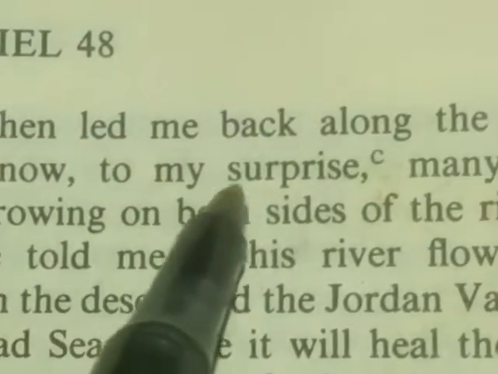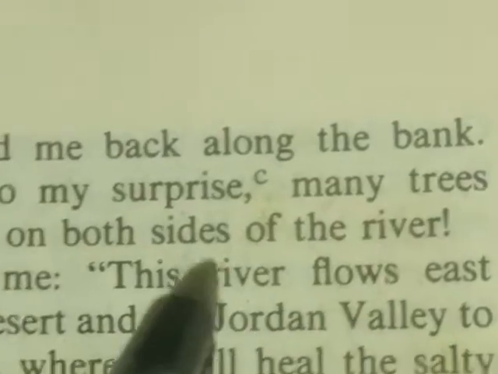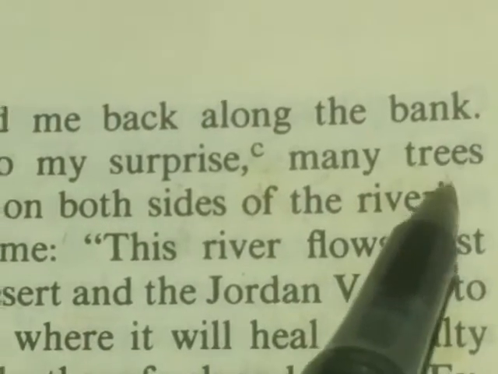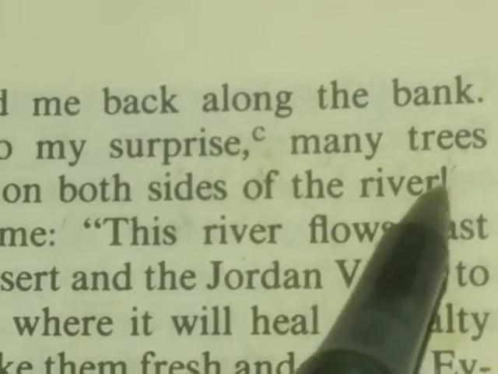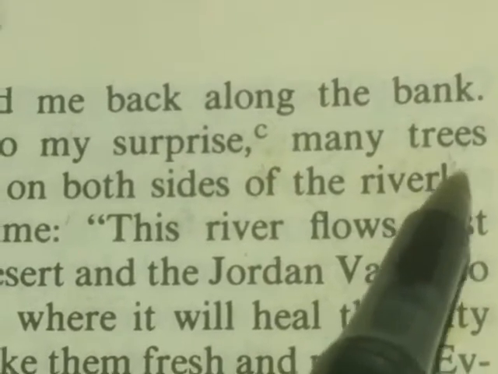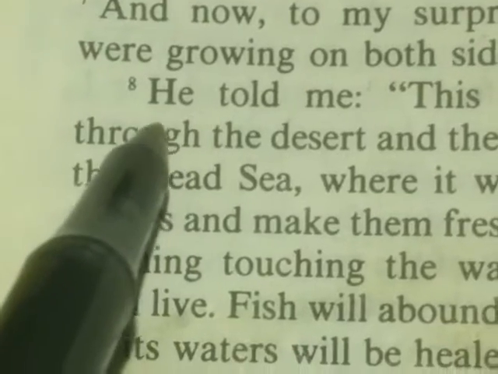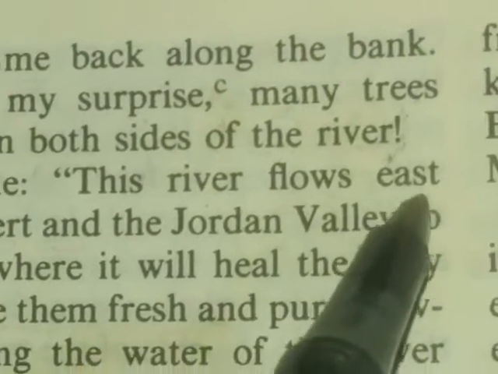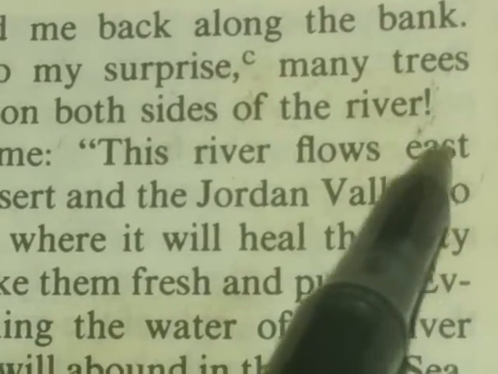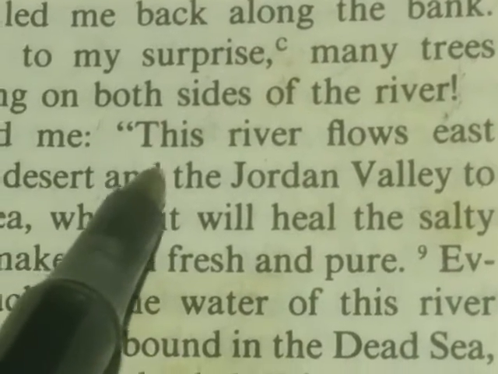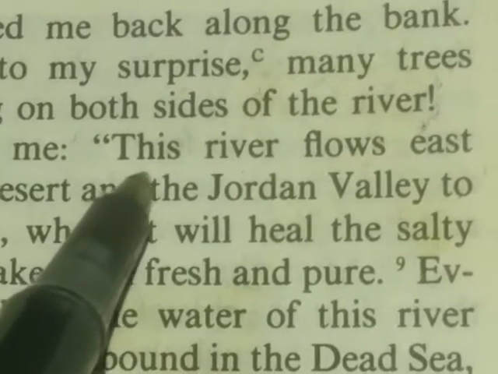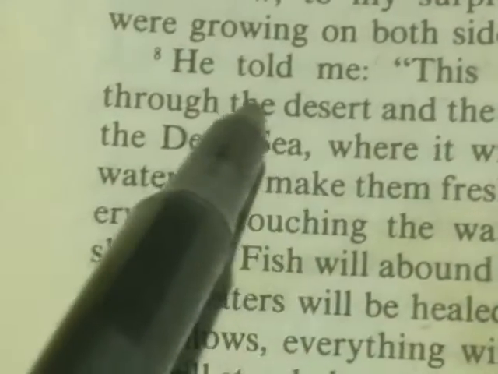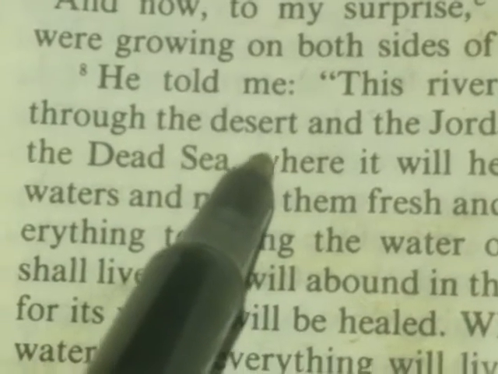And now, to my surprise, many trees were growing on both sides of the river. See, showing them these things in the vision, what's going to take place in our lifetime. I'm going to show you the time period when it's actually going to take place. And he told me, this river flows east. So he's showing this river that is coming forth is flowing east through the desert.